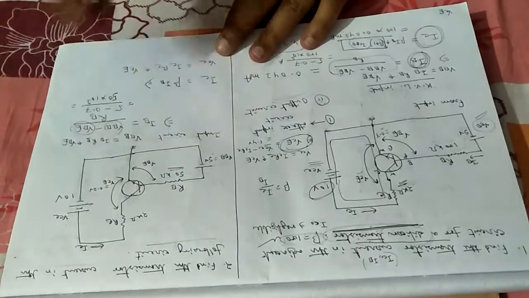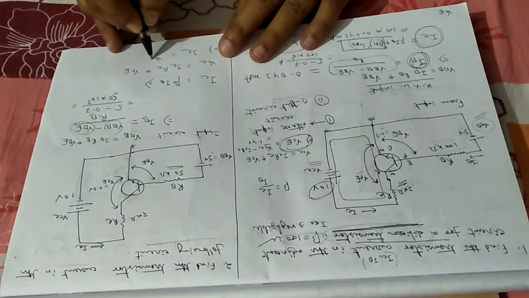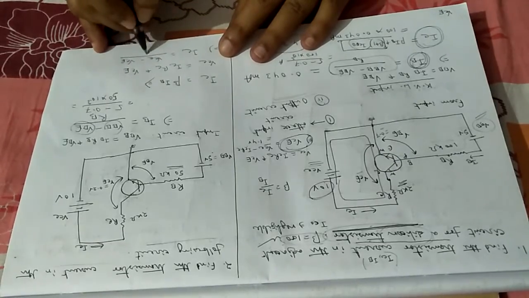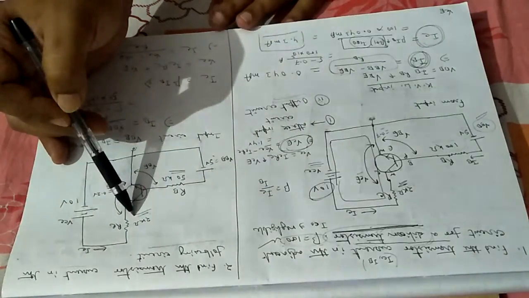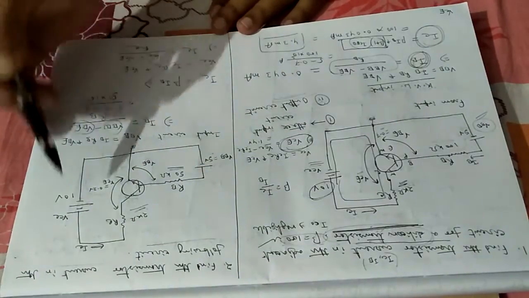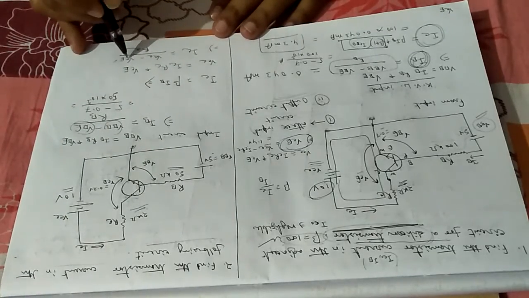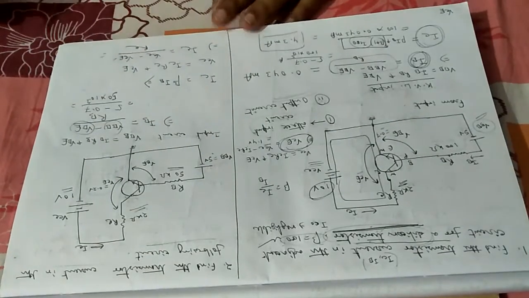Here the value of VCE is given, so you can calculate IC. IC will be equal to VCC minus VCE divided by RC. Look, all the values are given. The value of RC is given as 2 kilo ohm. The value of VCC is given as 10 volt, that is the collector biasing voltage. The value of VCE, the voltage drop between collector and emitter junction, is given. So from that also you can calculate the value of IC.